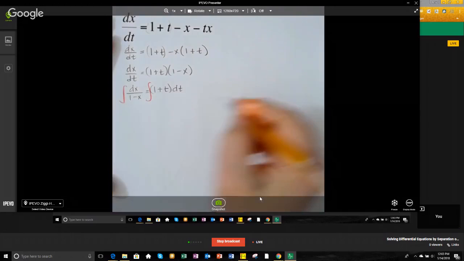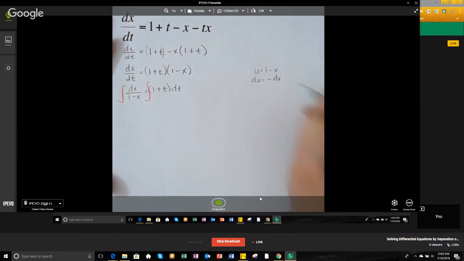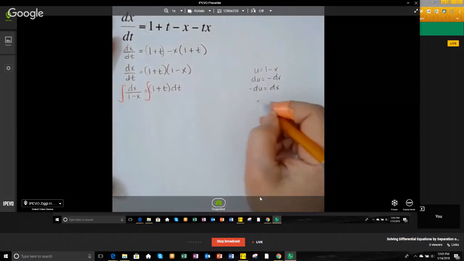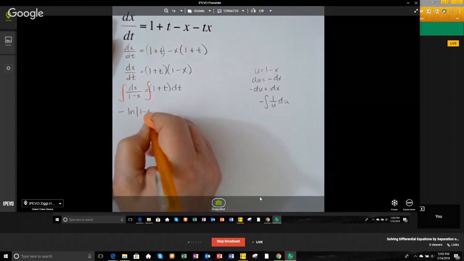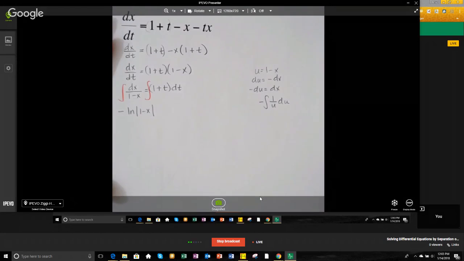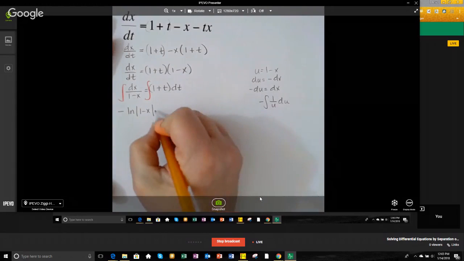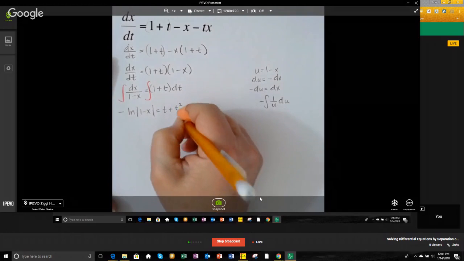And this is going to be, now I'm going to have to let u equal 1 minus x. du here is going to equal negative dx. Negative du equals dx. And so I know that this is going to be the integral of negative 1 over u du, which is negative natural log of the absolute value of 1 minus x. Because the du here is negative, we have to have a negative out in front of the ln here. And the right side's pretty easy to integrate. That's going to be t plus t squared over 2 plus c.